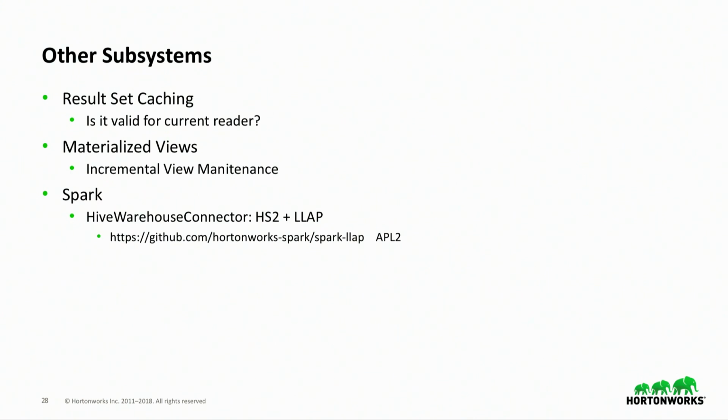Similarly for materialized views, there is a certain subclass of materialized views that support incremental view maintenance. That means that when you need to recompute the result set, instead of rereading all the data, you can just reread the changes that happened since the last time the view was materialized. Again, it's relying on this metadata from the transactional system to compute these deltas and figure out what has actually changed. So that makes the refresh of the view a lot faster.